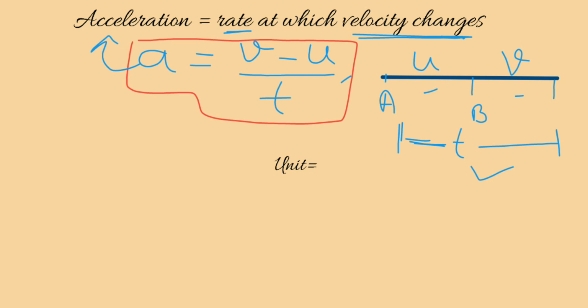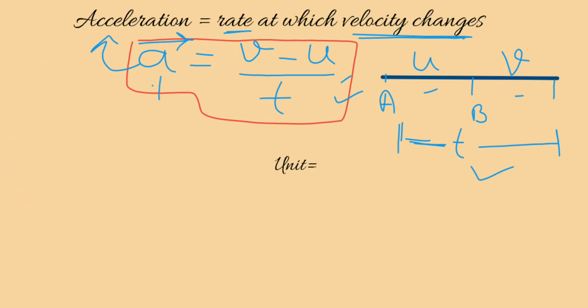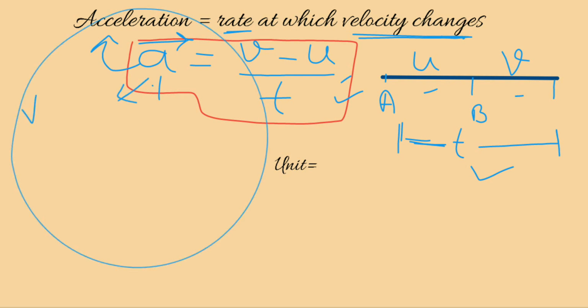How do we know? By seeing only this formula. This formula says acceleration depends upon velocity. And what is velocity? Velocity is a distance which has direction, and a quantity which has direction is a vector. That means acceleration is a vector. So we can represent it with an arrow over a. Acceleration is a vector quantity.